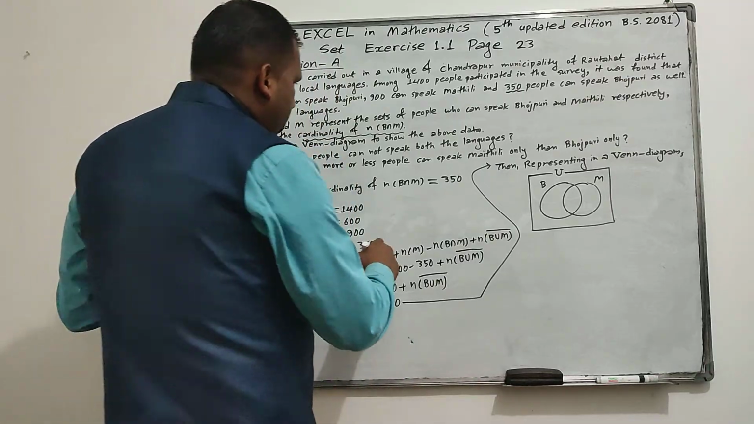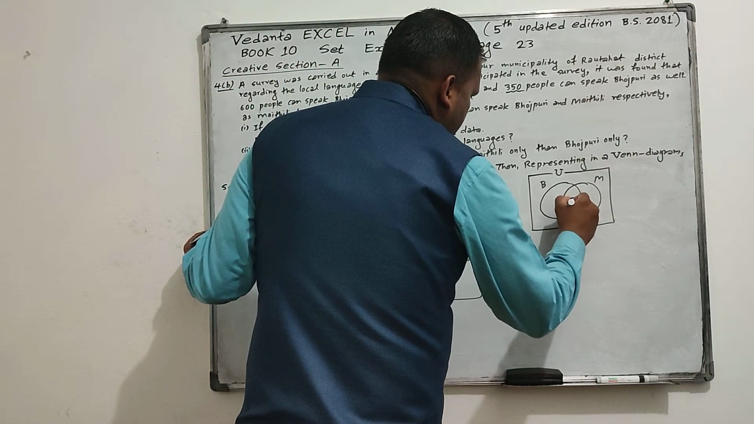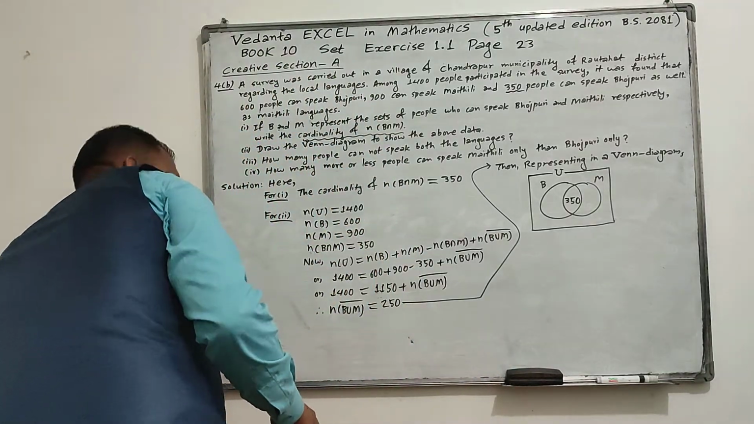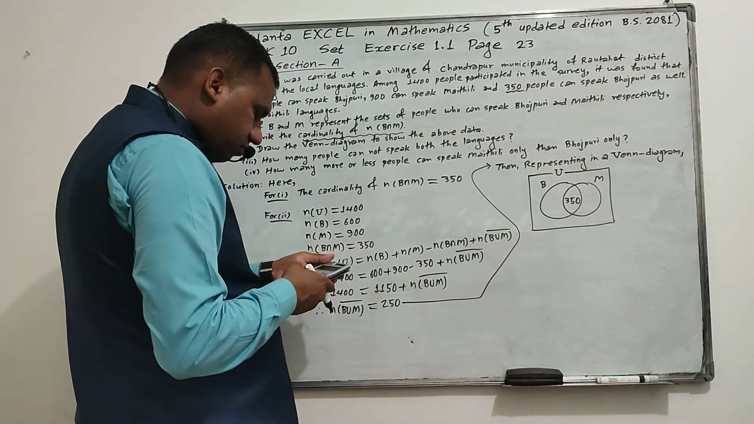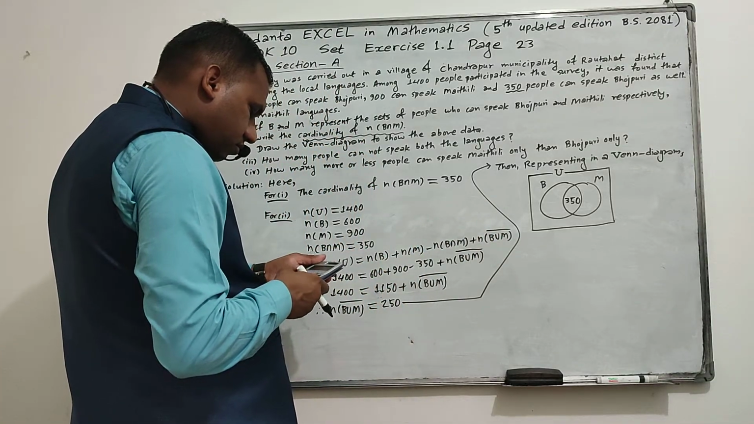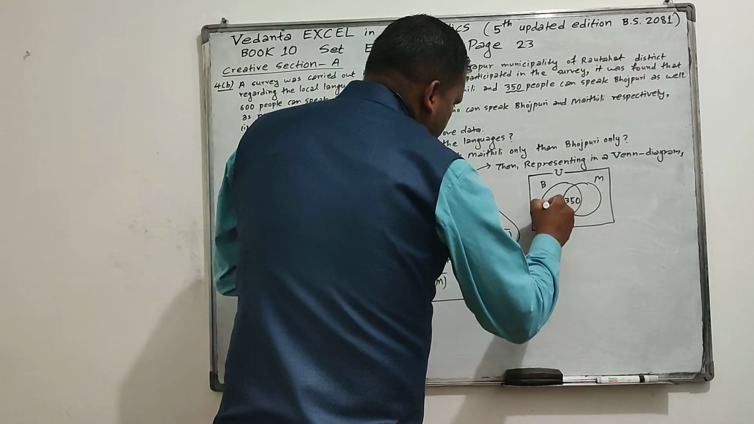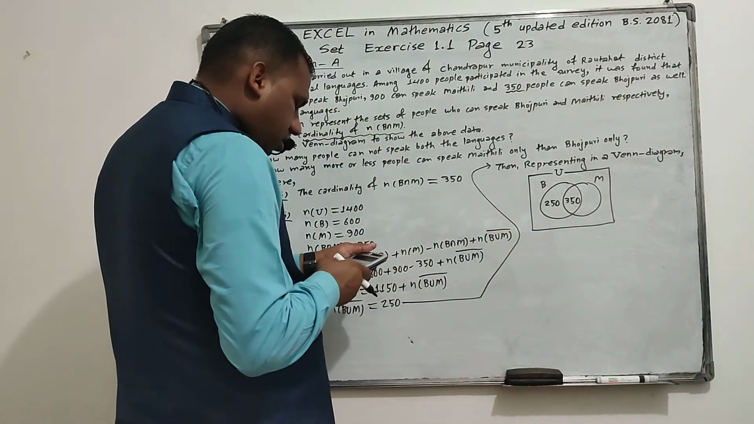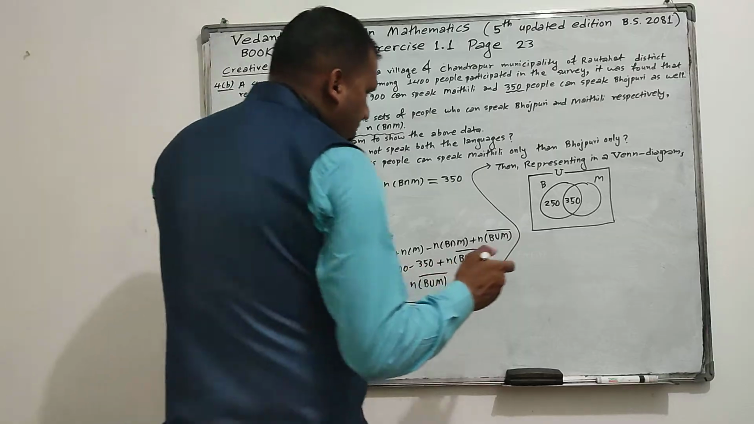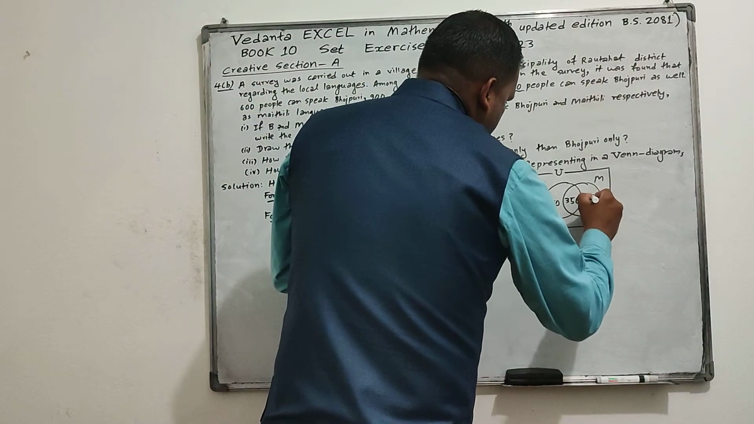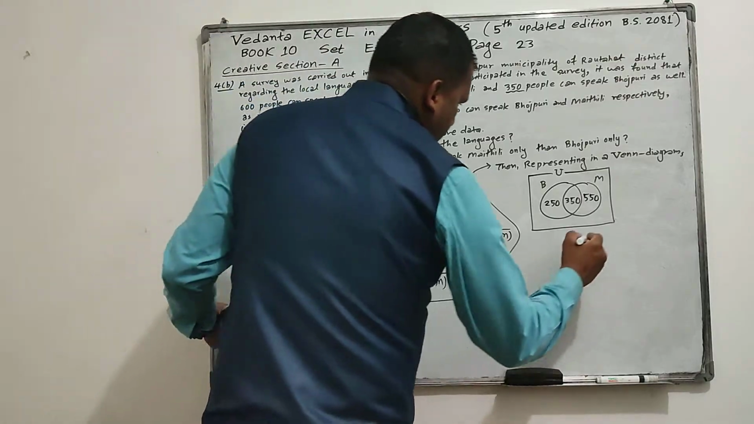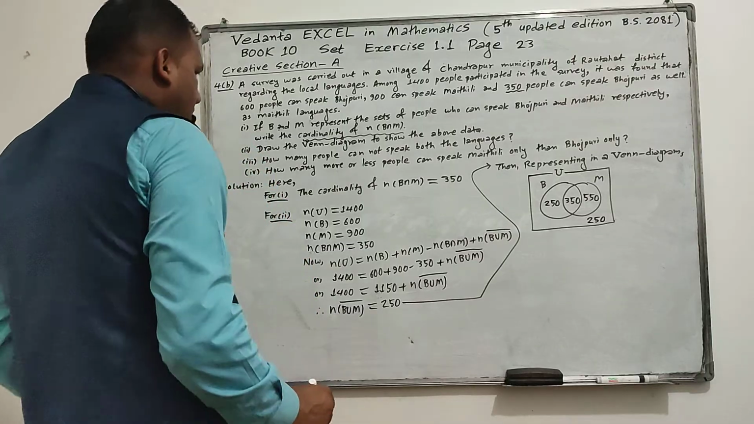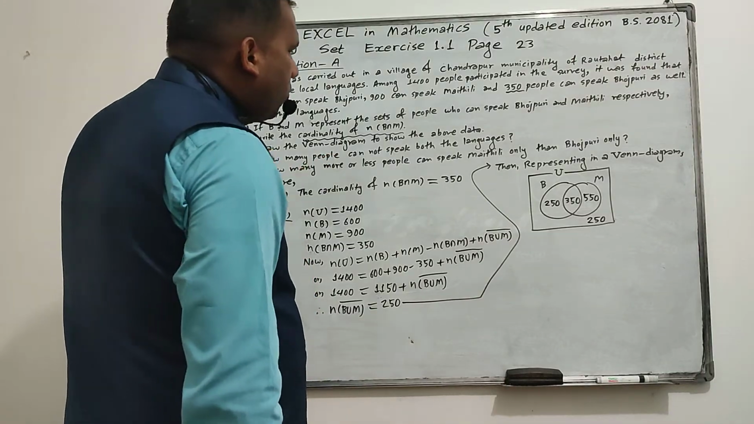The intersection data is 350, so 350 here, and n not B is 600 minus 350, that is 250. n not M is 900 minus 350, that is 550. And the completed data is 250 here. Now for 3, how many people cannot speak both of the languages?